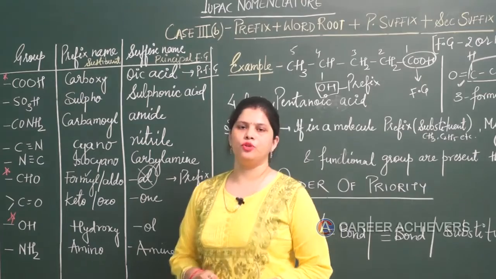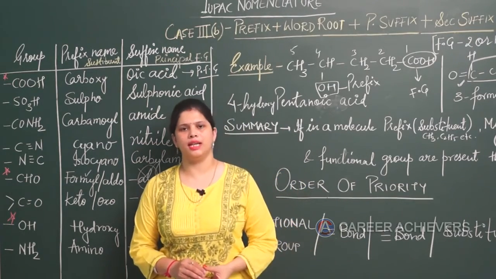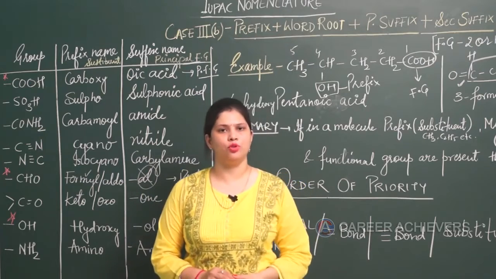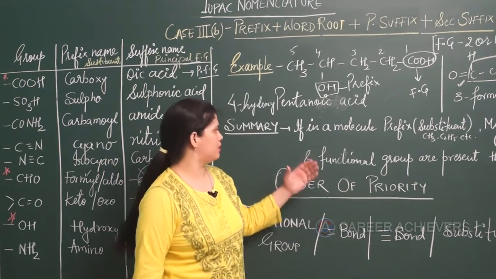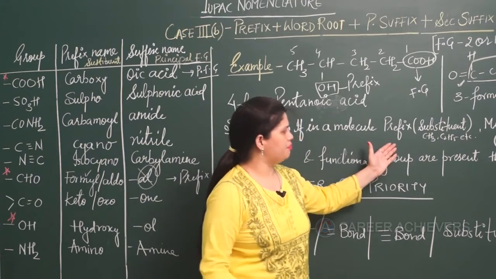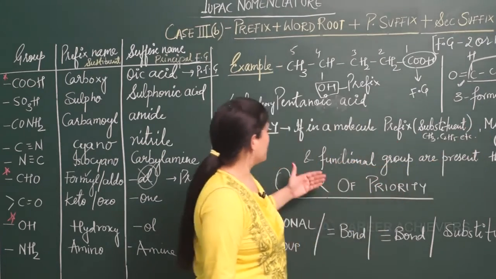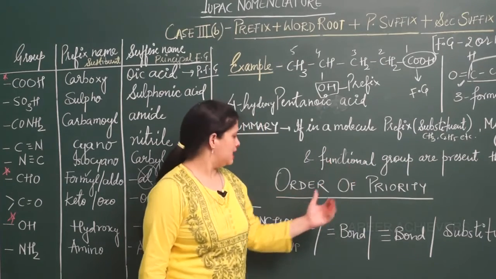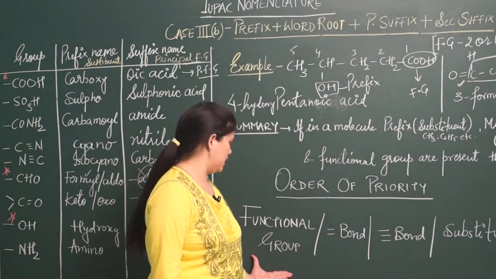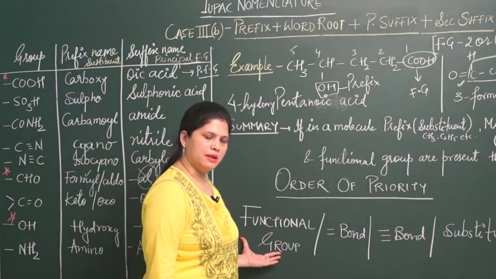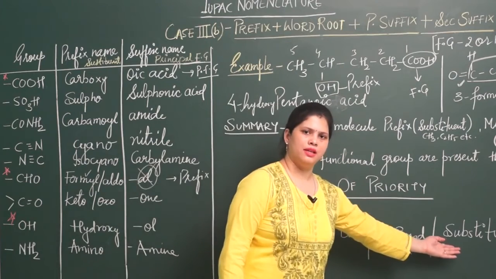Now if we have to summarize all the rules, terms and conditions and so many examples we have done till now, then maximum what can be the situation? If a molecule has a prefix, meaning substituents, a multiple bond is also there, and a functional group is also present, then what has to be the order of priority? This is the fixed order of priority. The functional group should get the minimum number, then double bond, then triple bond, and then comes the substituent.